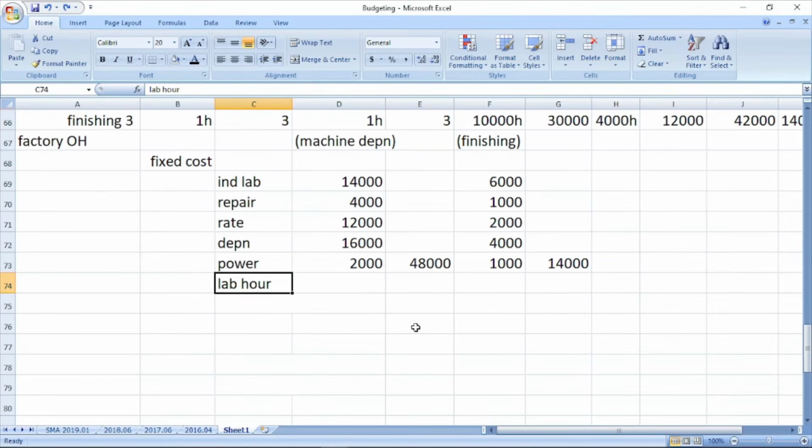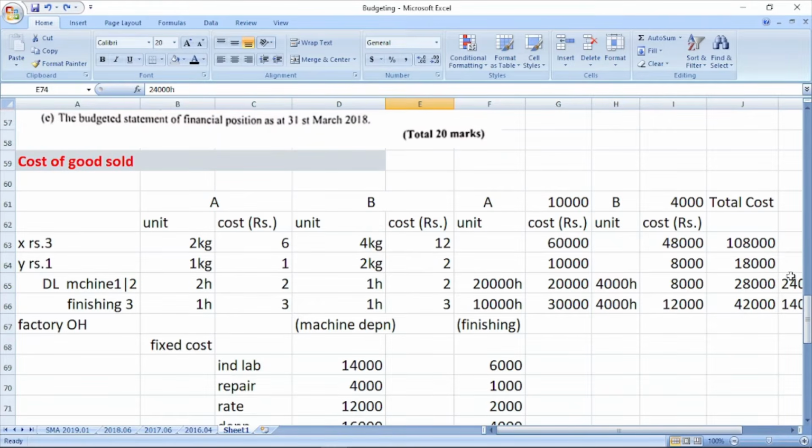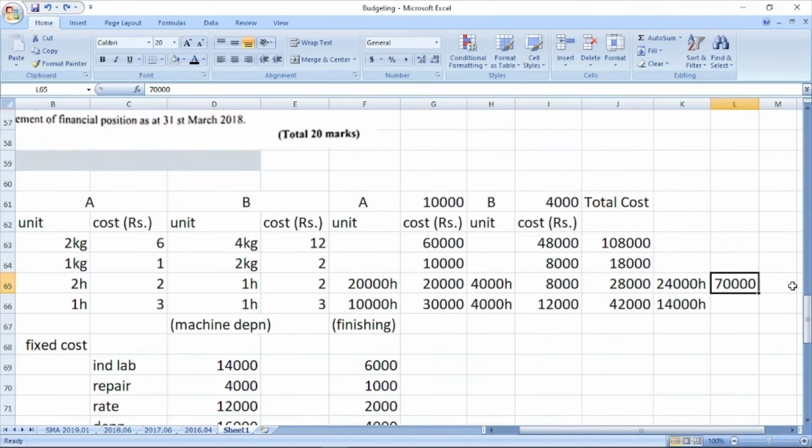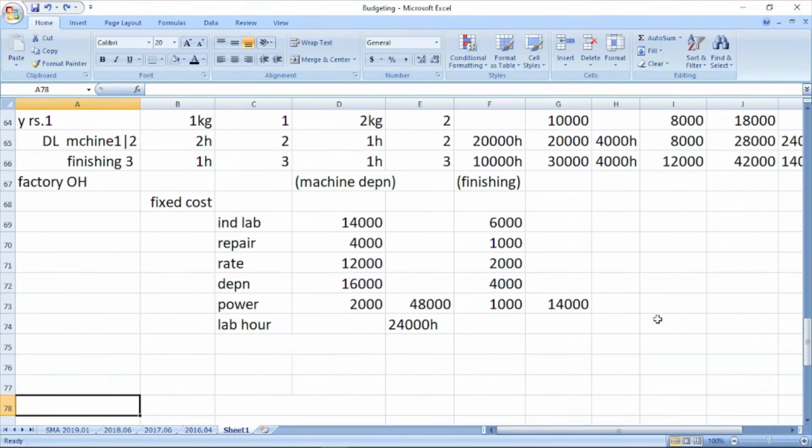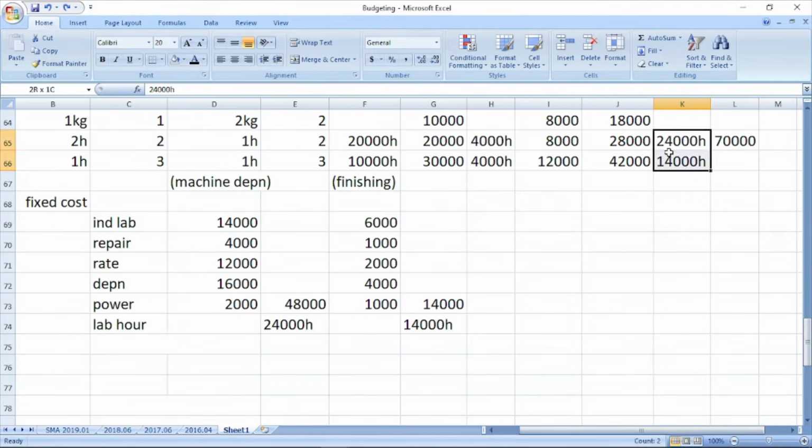Now we can get the labor hours. Labor hours are 24,000 and 14,000. Likewise, next we can get the cost per hour. So 48,000 divided by the hours 24,000, it is 2. And 40,000 divided by 14,000 hours, it is 1 rupee.